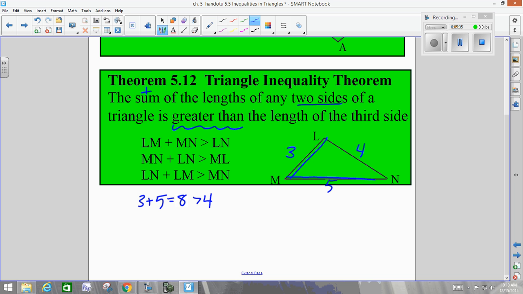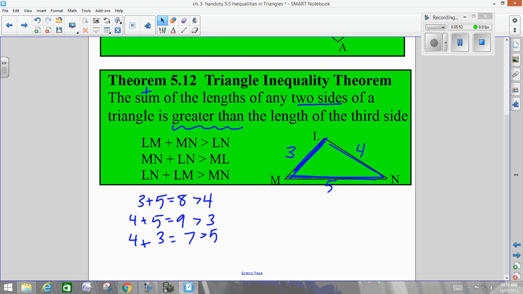Add the other two sides, MN and LN. So 4 plus 5 gives me 9. Is that greater than the third side? Sure it is. If I add the last two, LN plus LM, what's 4 plus 3? Is that greater than 5?